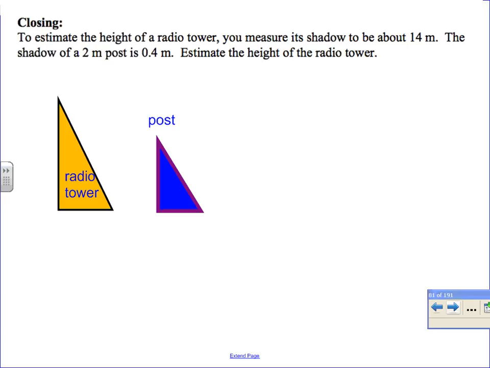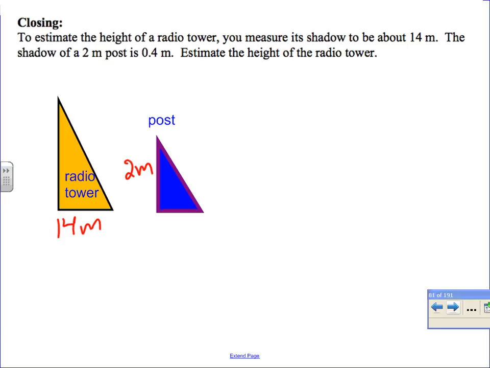What do we know? What can we label? Mary, what do we know? Good. Here's the post, 2 meters high. What else do we know? Someone give us another piece of information. Emma M. The radio tower is not 14 meters high. The shadow. So where does the shadow go? Good. Why does it go on the bottom? Yeah. If you're standing somewhere, typically if the sun's hitting you, you're going to see your shadow on the ground. So when we label a triangle, we always have the shadow as the bottom.